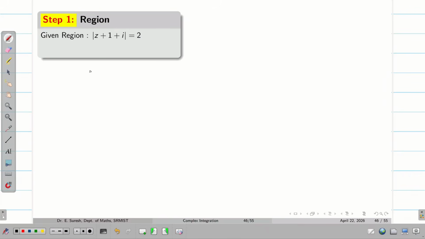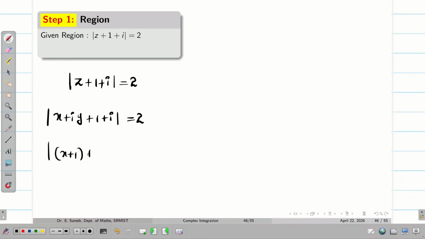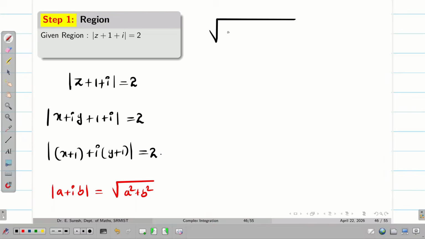As usual, step 1 is my given region: modulus of z plus 1 plus i is equal to 2. Substitute the value of z, that is x plus iy plus 1 plus i equal to 2. Now rearranging the real and imaginary parts, we get (x plus 1) plus i times (y plus 1) is equal to 2. We know the formula: modulus of a plus ib is equal to square root of a square plus b square. Therefore, square root of (x plus 1) whole square plus (y plus 1) whole square is equal to 2.